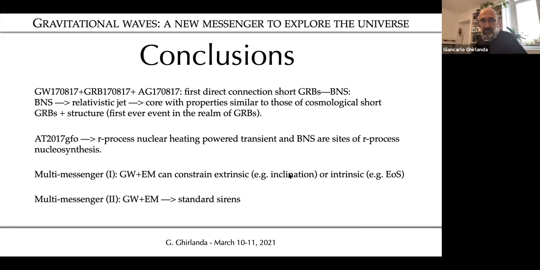There can be a substantial reduction in the posteriors on several parameters like the tidal parameters or the masses of the two components and so forth, and the equation of state.